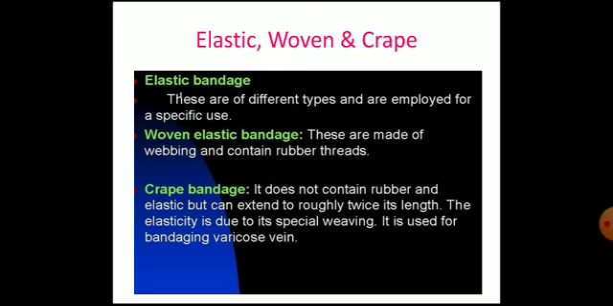Elastic bandages of different types are employed for specific use. Woven elastic bandages are made up of webbing and contain rubber threads. The crepe bandage does not contain rubber or elastic but extends to roughly twice its length. The elasticity is due to a special weaving. It is used for bandaging varicose veins.